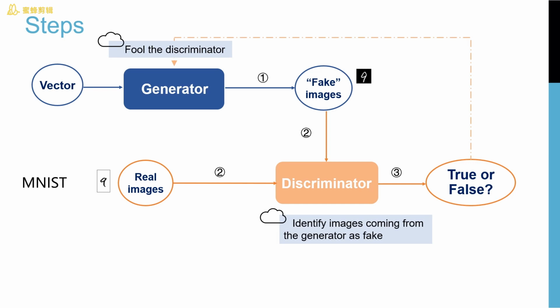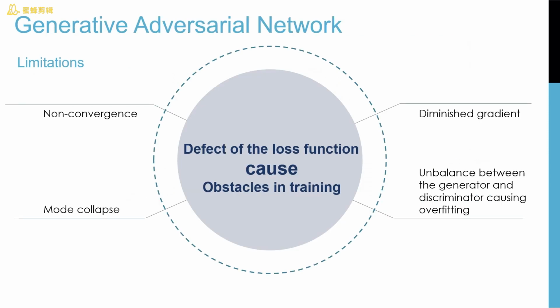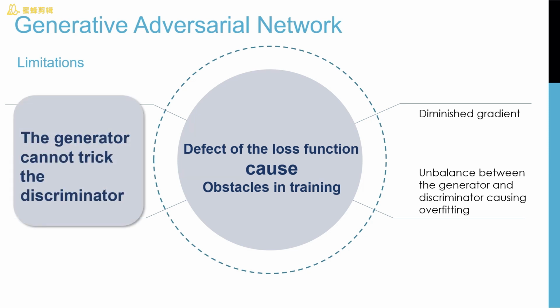Although GAN has shown great success in generating realistic images, there are still lots of problems in training due to the defect of the loss function, like non-convergence, mode collapse, diminished gradient, and so on. The most important problem is that the generator cannot cheat the discriminator. The loss function of the discriminator cannot give instruction on the training process. If the two distributions do not overlap at all, the generator generates pure errors for the discriminator, which will cause the generator to only try randomly.